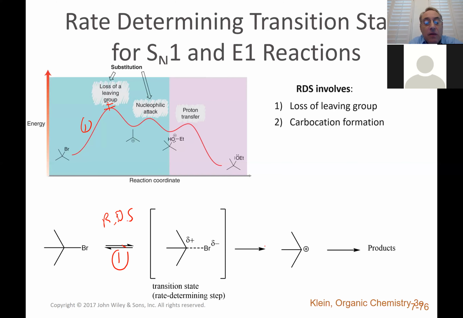And this is the step here. That's the step here, right? And this is the transition state for that step. And notice the transition state, that's the structure at the top of the hill. And notice the bond to the leaving group is breaking and the positive charge is developing, right? Right at that point. And that continues and the bond fully breaks. You end up with bromide ion and the full carbocation, right?